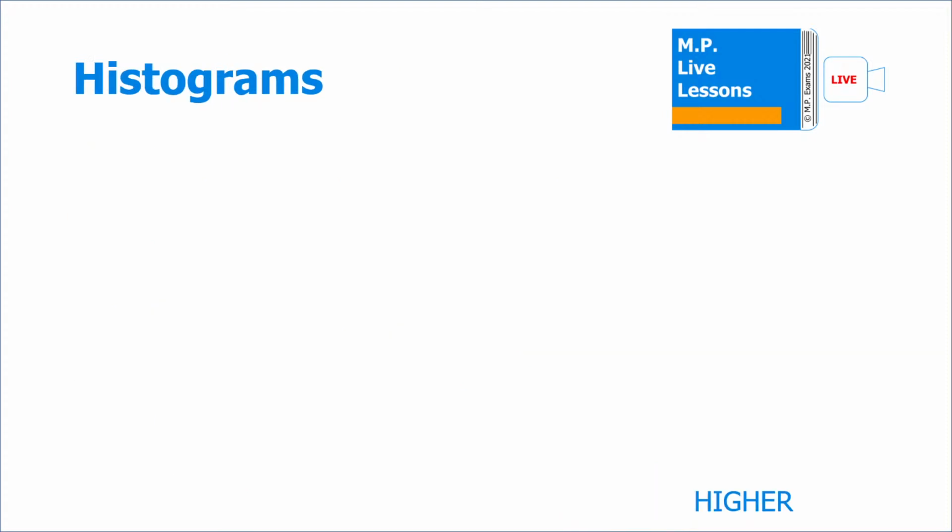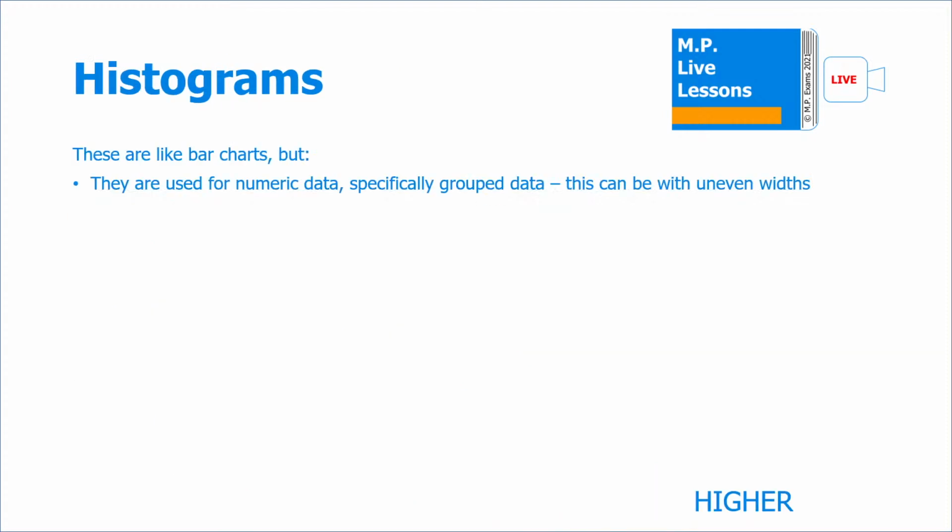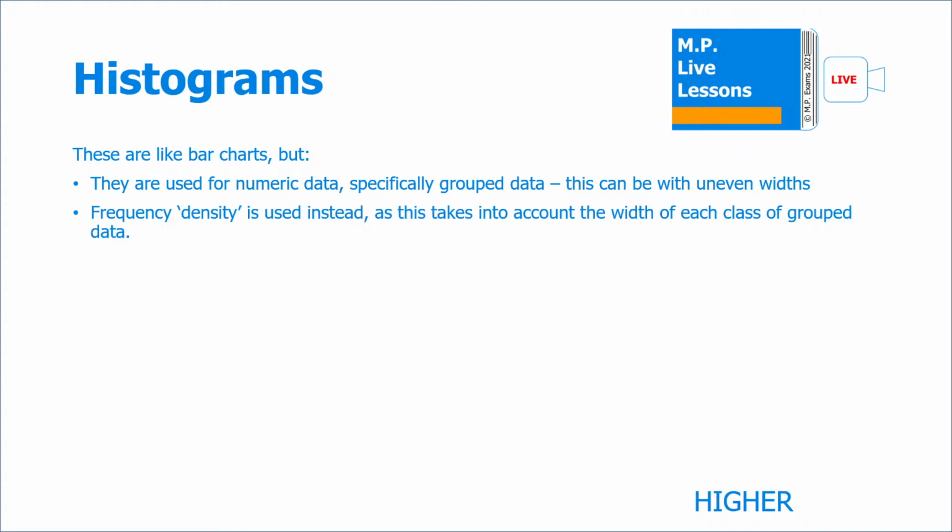For higher tier again are histograms. So these are like bar charts, but these are used for numeric data again, specifically grouped data, and this can be with uneven widths. And we use something called frequency density. So this takes into account the width of the class, as in the wider the class, obviously you'll have more people in it that will be recorded. And the formula for frequency density is the frequency in the table. We divide this by the class width.